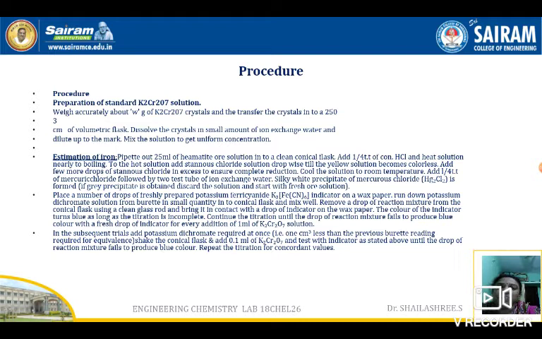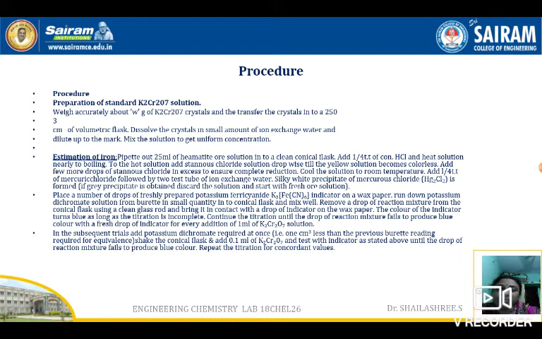Coming to the procedure, first we have to prepare the standard solution. How to prepare the standard solution? We have to weigh accurately the given potassium dichromate crystals and transfer into a cleanly washed 250 ml volumetric flask, dissolve in a small amount of ion exchange water, and dilute up to the mark. Very simple. We weigh the salt, transfer into the volumetric flask, add water up to the mark and mix it well.